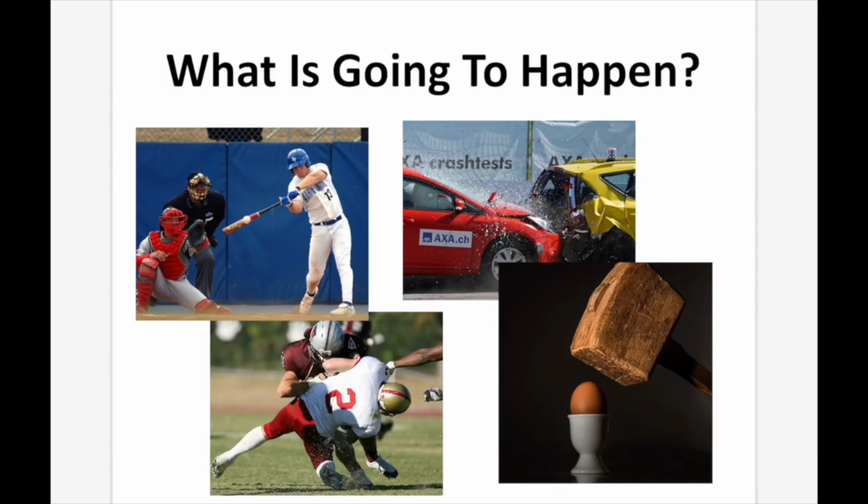Picture number 2 here, the car crash, we can see what's already happened. So the red car has crashed into the yellow car, crumpling them and slowing the red car down. That's assuming the red car hit the yellow car and the yellow car didn't back up into the red car.